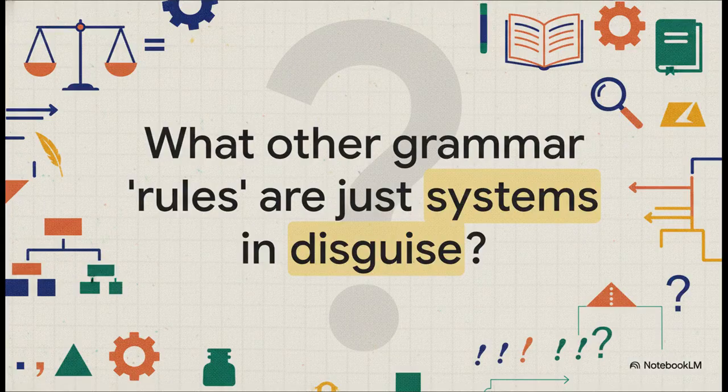So you see, so many of these things we call grammar rules aren't random at all. They're just the logical pieces of a much bigger system. Now that you have the keys to unlock verbs, you can start to see that hidden logic everywhere you look. It makes you wonder, right? What other so-called rules are just waiting for us to find the system hiding inside.